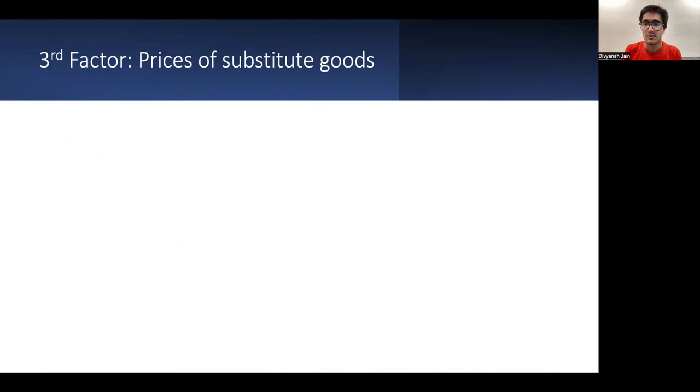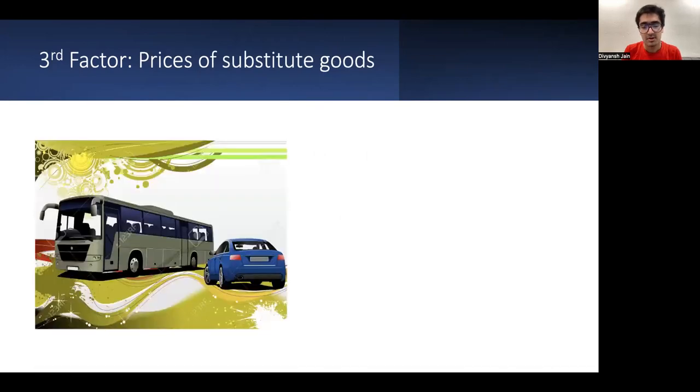Substitute goods are goods which are a substitute for one another. For example, car and bus. Let's say the petrol prices increase, so there will be fewer consumers who will be willing to go by car and instead travel by bus. So the demand curve for the bus will shift to the right.